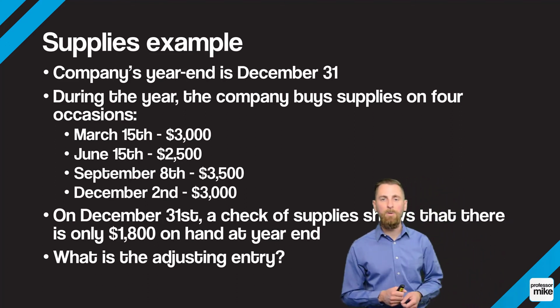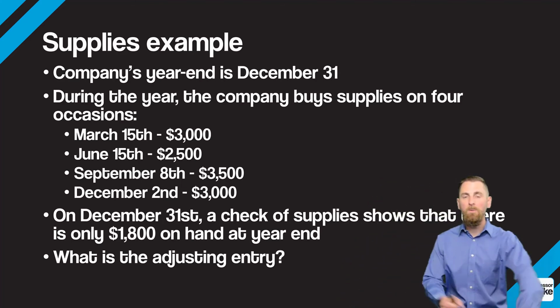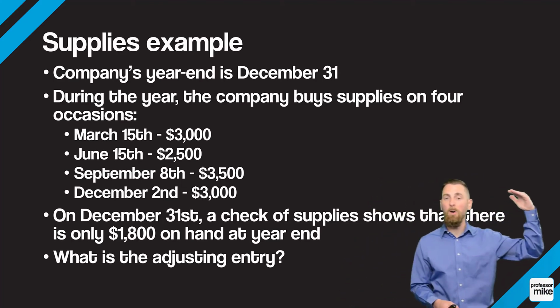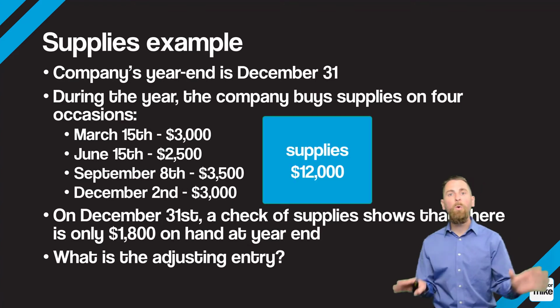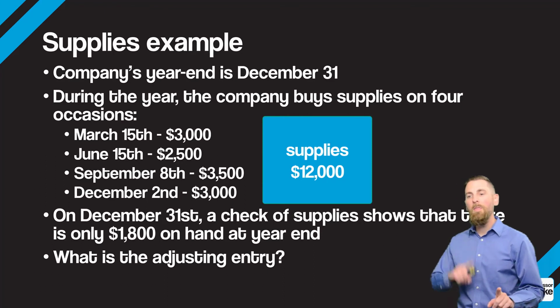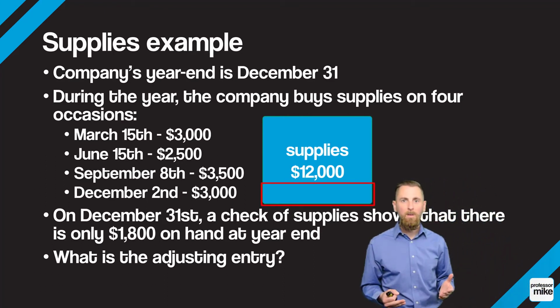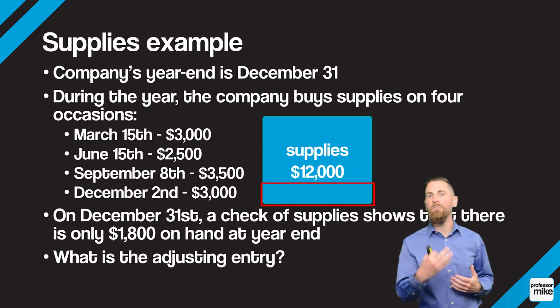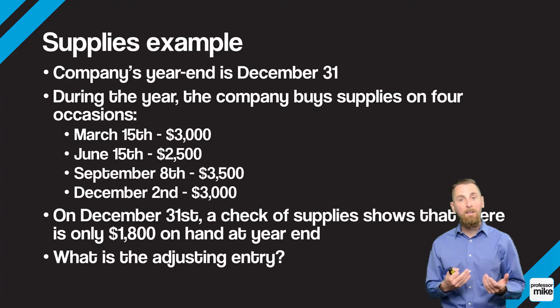So what do we have to do for an adjusting entry? It has something to do with those two amounts. So supplies is sitting at $12,000 right now in the books. Is that fair? Of course it's not, because we know they only have $1,800 worth of supplies there. So it would be unfair. It would be overstated if we left it at $12,000. We need to decrease that and expense some of it.